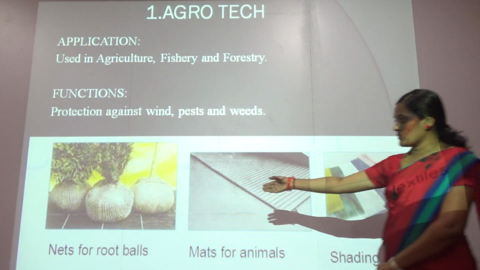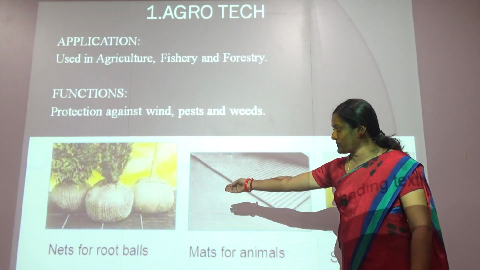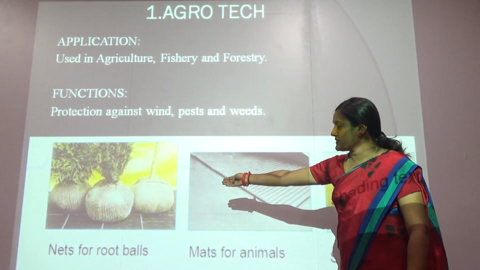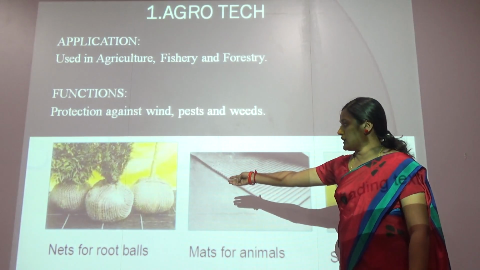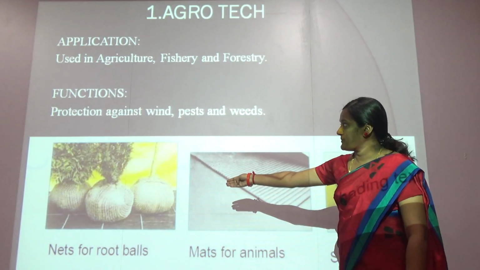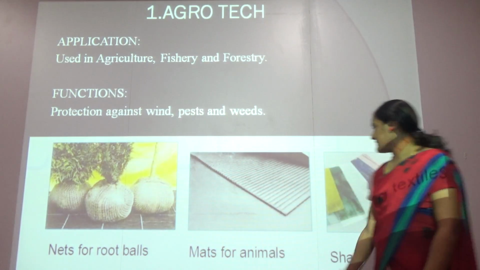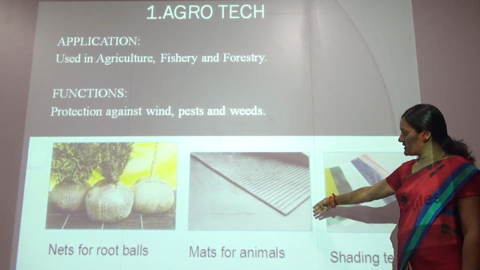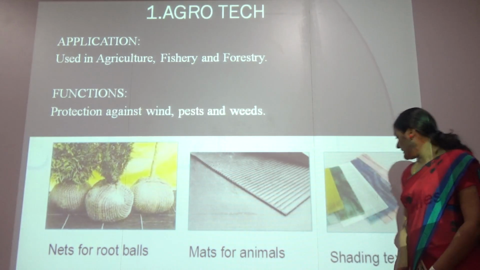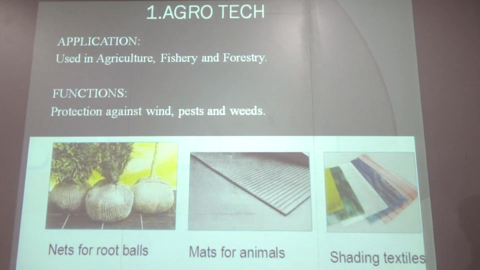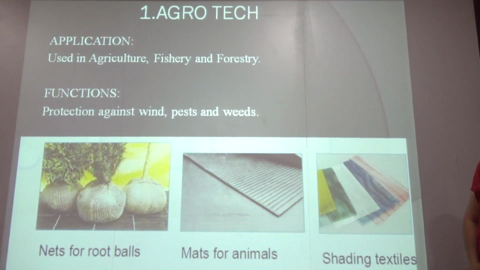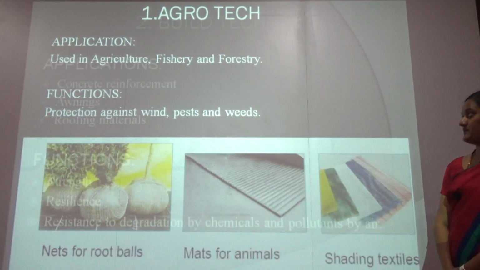The first picture shows textile materials used as nets to protect the roots from pests and weeds. The second picture shows mats for animals. And the third is for shading textiles. This will help protect the crop from excessive sunlight and water.